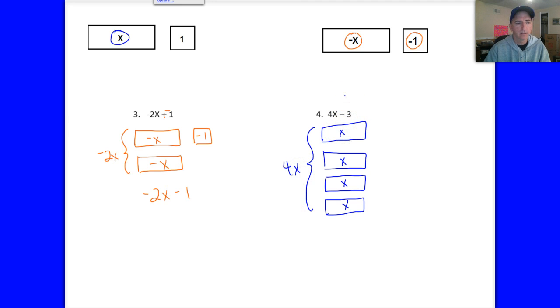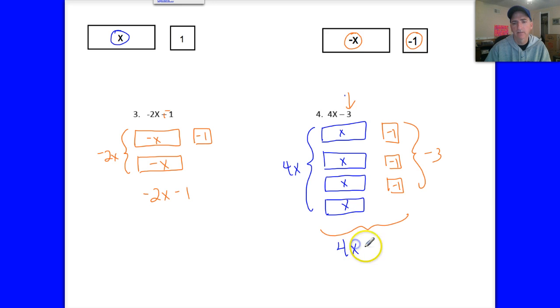And then I need to switch to red as I have 3 negative 1s. And there is minus 3. So this whole thing represents 4x minus 3. And you need to have the pictures drawn, just like I do in here. In your notes, you need to have those drawn like that, ready for me to see when you come to class.